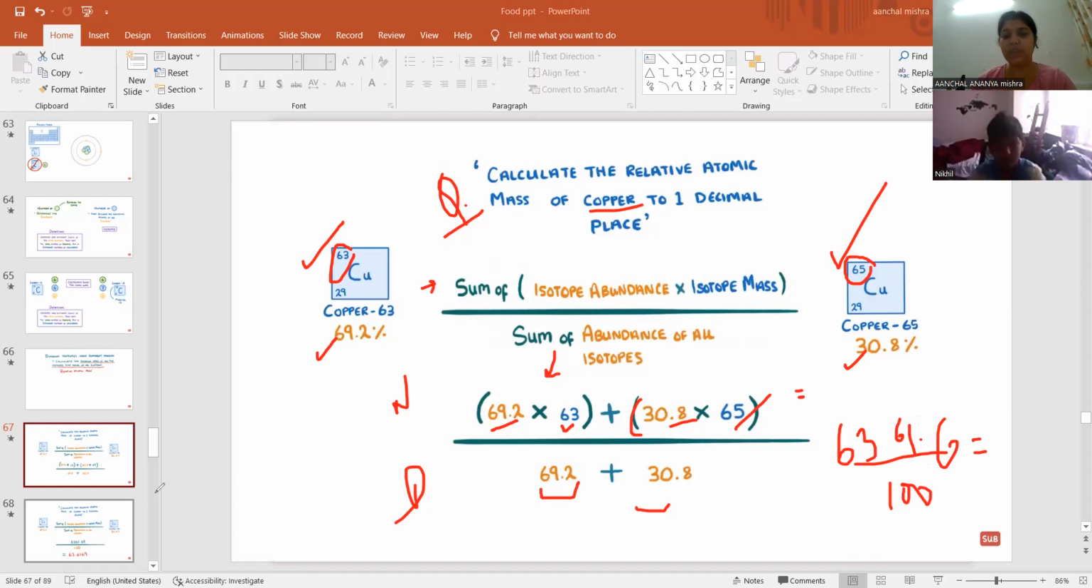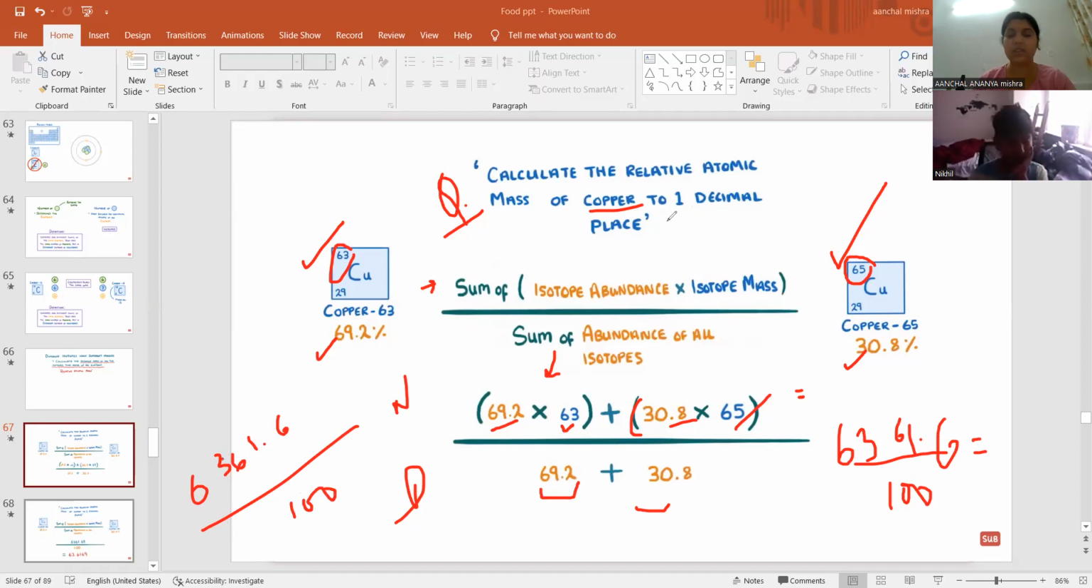Do we know decimal division? Decimal multiplication and decimal divisions. We can do that, no? So the denominator is 100, right? And the numerator we are getting is 6361.6, divided by 100. So what after this? 63.616. Yeah, okay, so 63.616.